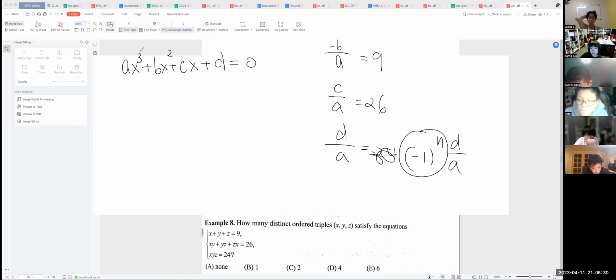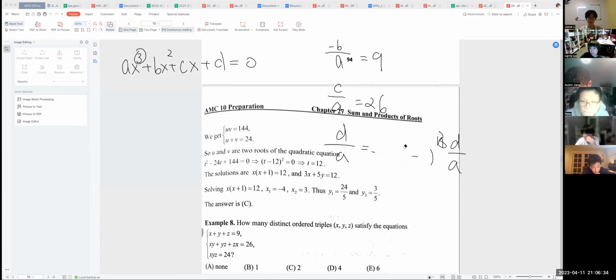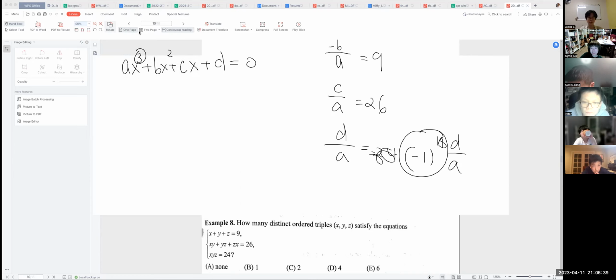Okay, so because this is power 3, that's why it's negative. Once we get the equation, do we divide it by long division or short division? Long division, sorry, long division by x minus 2. Then we have an equation as x.